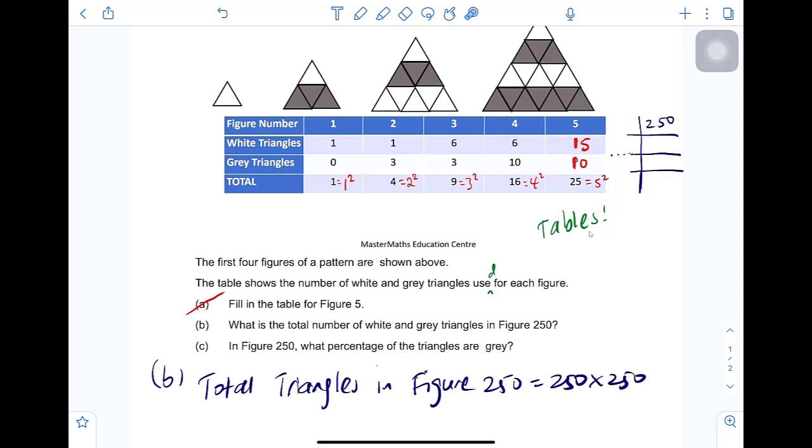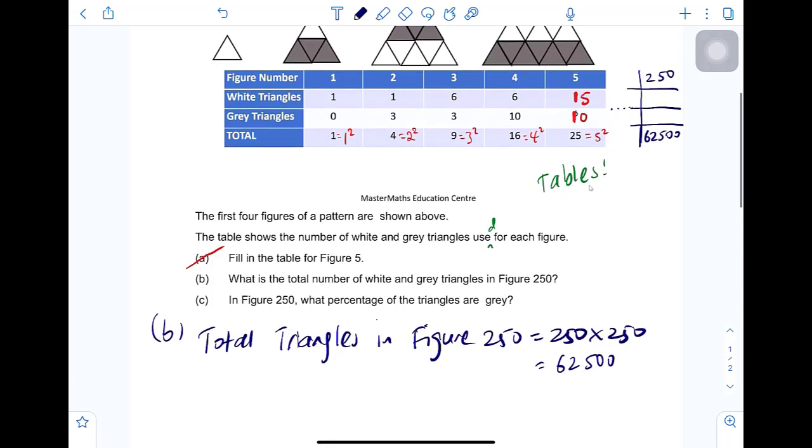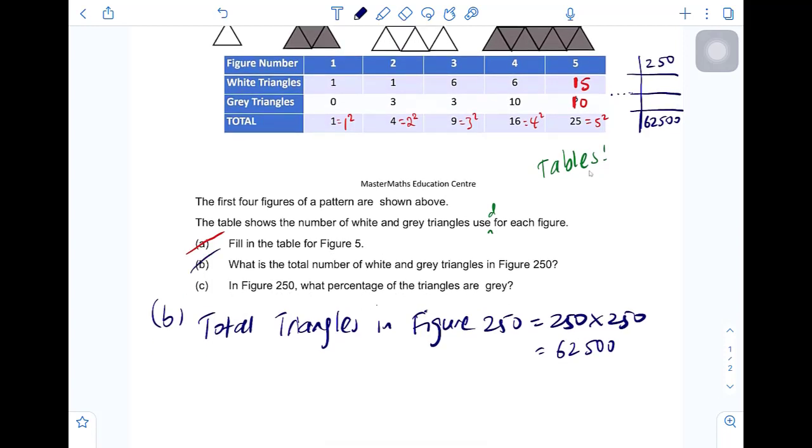Because we have observed that the total is related to the figure number. So for example, if the figure number is 4, we take 4 times 4, that's how you get 16 for the total number of triangles. So what we'll do here, we'll take 250 times 250 and we'll get 62,500 triangles in total. Part B is done. Now part C is next.